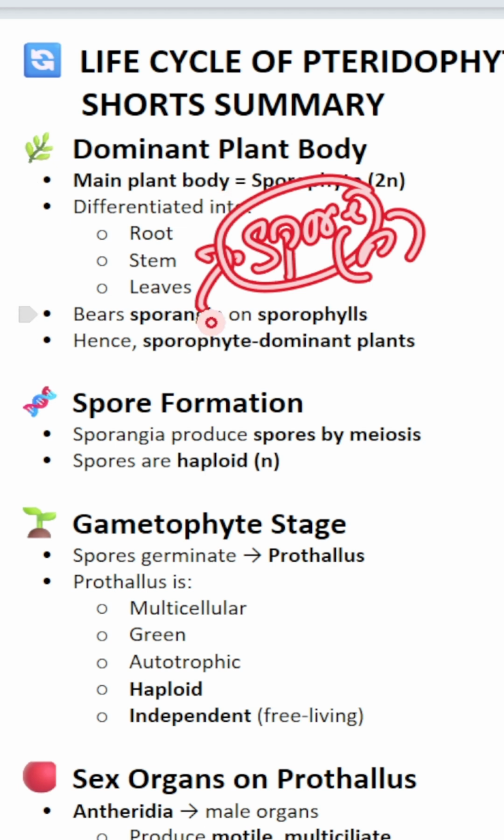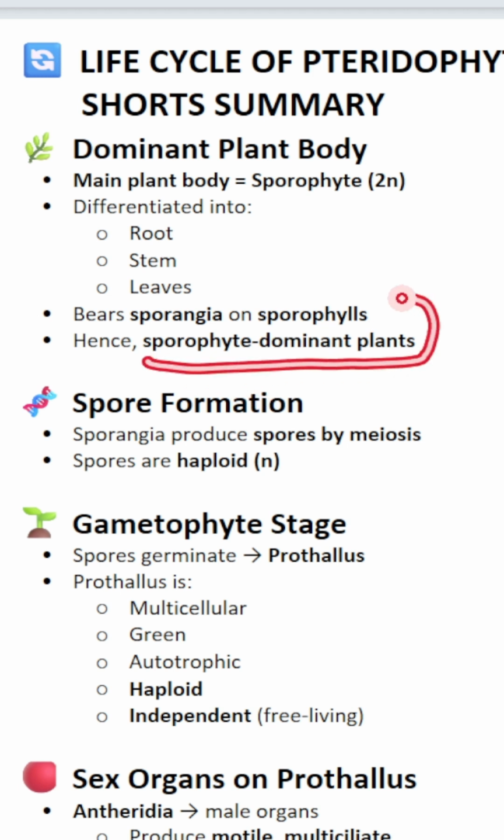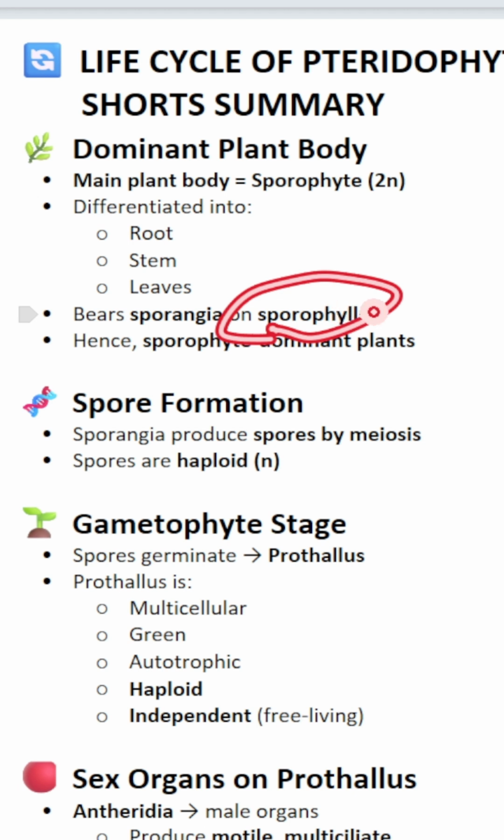Means these spores are produced by the meiotic process in the sporangia, and the sporophylls bear these sporangia. Hence the sporophyte is the dominant plant body in the life cycle of Pteridophytes. The detailed structure of the sporangia and how the sporophylls look are all explained in our long video. So this is a short video for quick revision from the NEET point of view.